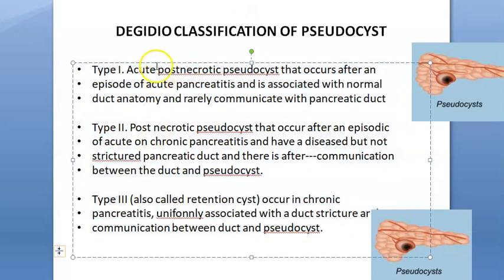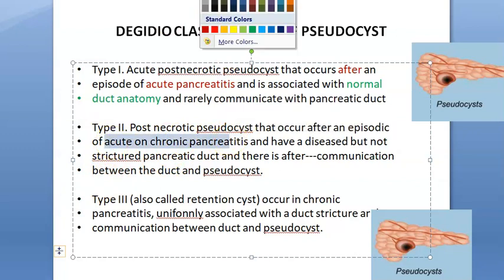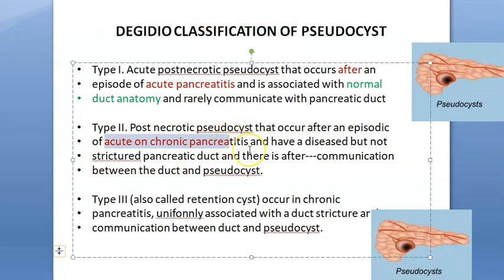Type 1 is acute post-necrotic pseudocyst that occurs after an episode of acute pancreatitis. It is associated with normal duct anatomy and rarely communicates with the pancreatic duct. Duct and all is normal. This is type 1. Type 2 occurs after acute on chronic pancreatitis. So what will happen? There will be a diseased but not strictured pancreatic duct.